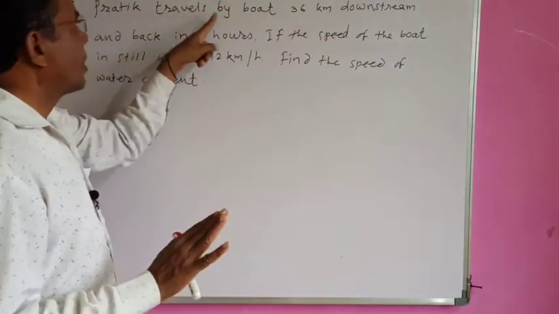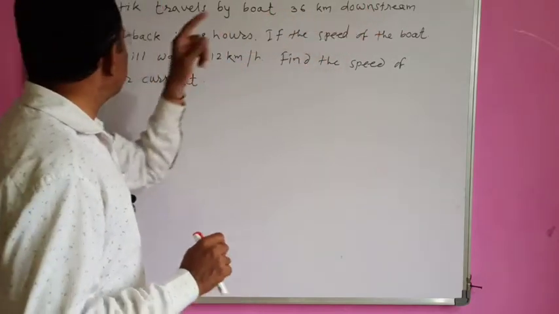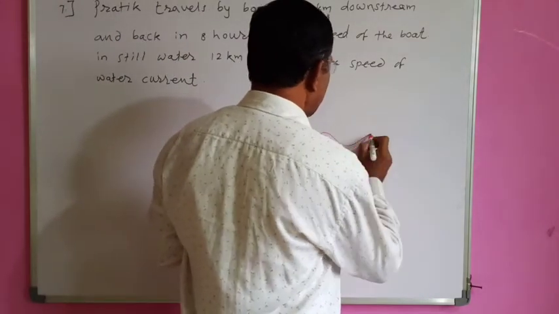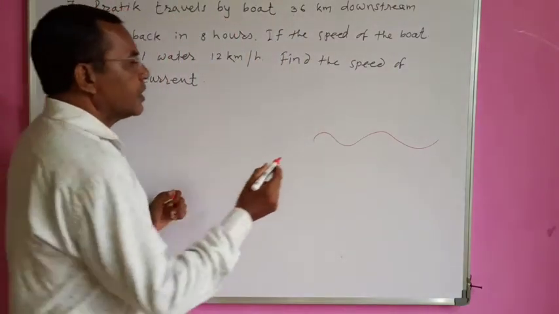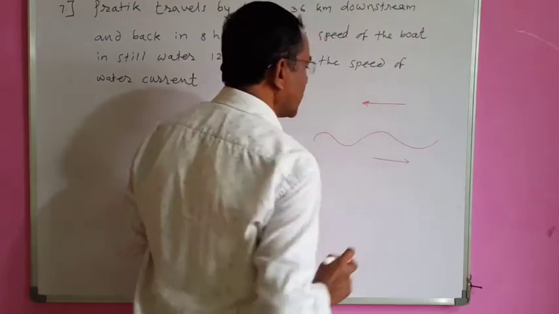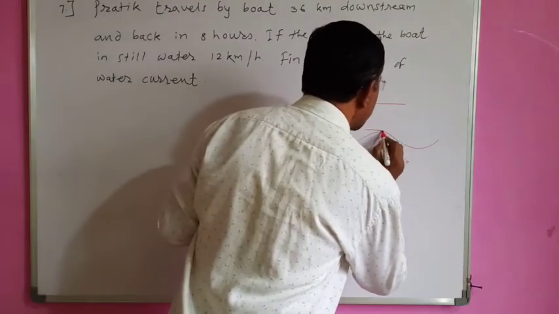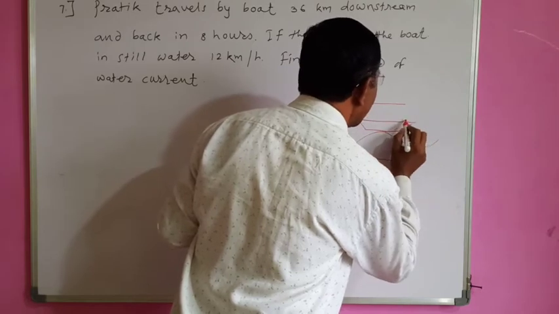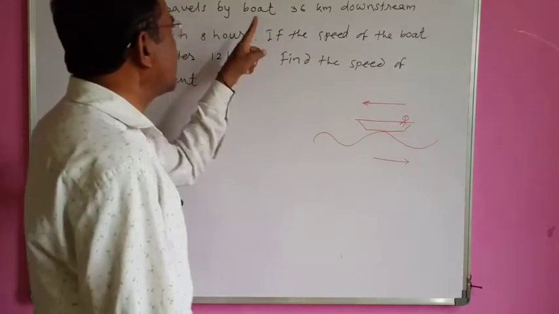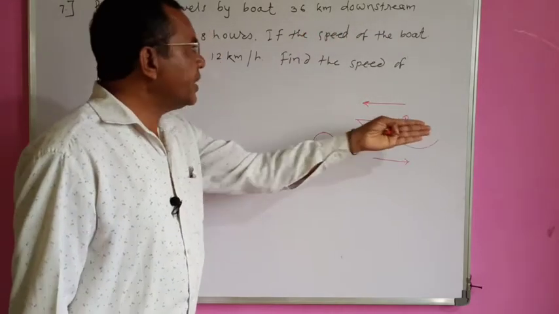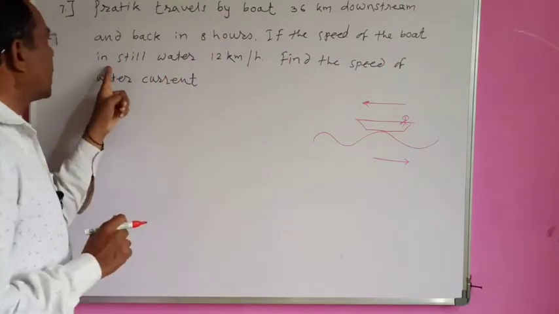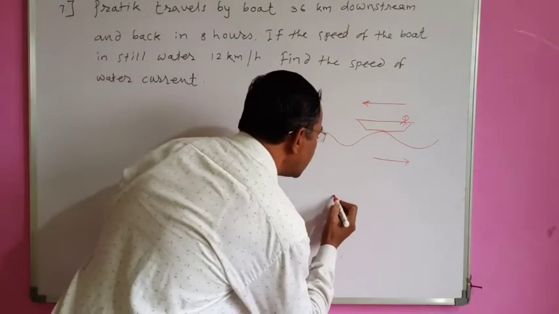Pratik travels by boat 36 km downstream and back in 8 hours. Here let this be a river, and this is downstream and this is upstream. Here let this be a boat and this is Pratik, and he travels how many kilometers? 36 kilometers downstream and upstream. And how much time does it take? 8 hours.